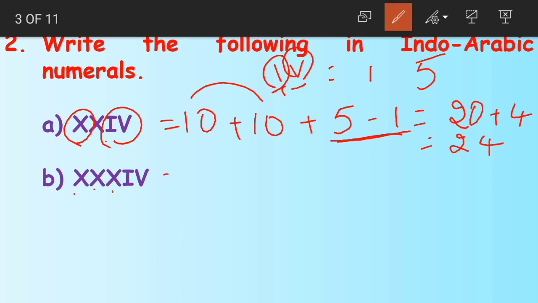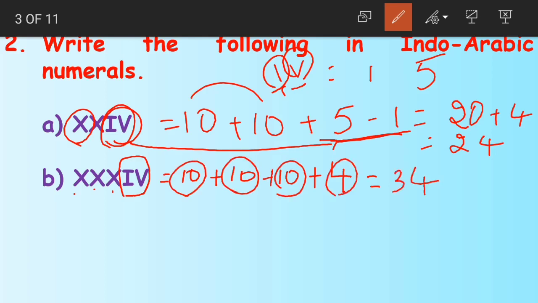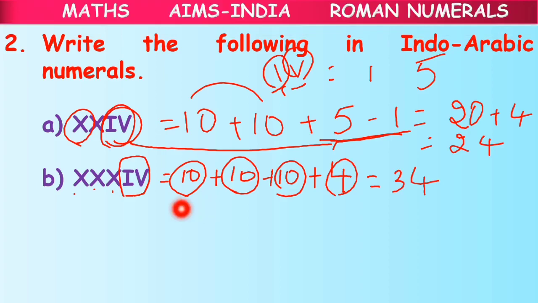Then coming to the second one. We have 3 X's, which means 3 tens. Add 3 tens together. Then we have IV. Again, IV is equals to what? IV is equals to 5 minus 1, which is equals to 4. So what is the total here children? 10 plus 10 plus 10 is equals to 30. 30 plus 4 gives us 34. So XXXIV is equals to 34.